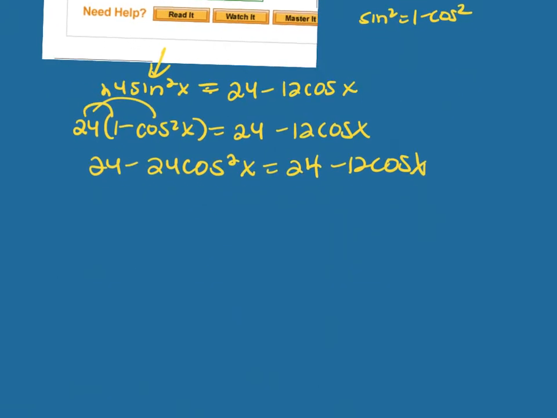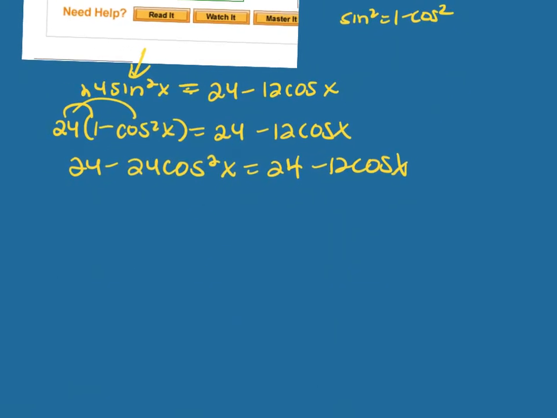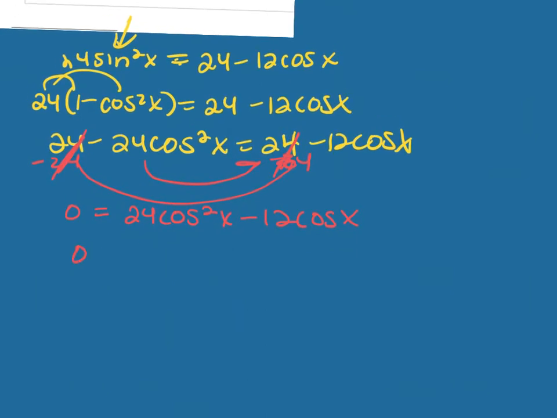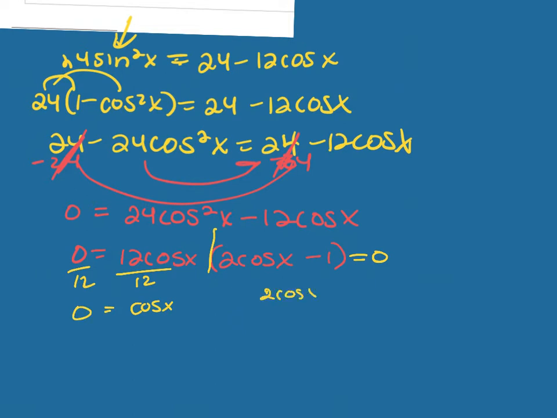Get everything to one side because you've got the cosine squareds and the cosines. I like to make my leading term positive, so I'm going to move everything that way. So I'd get 0 equals positive 24 cosine squared x minus 12 cosine x, and then this is minus 24, so the 24s cancel out, sorry. From here, I can take out a 12 cosine, and I get 2 cosine x minus 1. Split them. This side, divide by 12, and it's just 0. The right side, 2 cosine x would equal 1, and cosine x would equal 1/2.